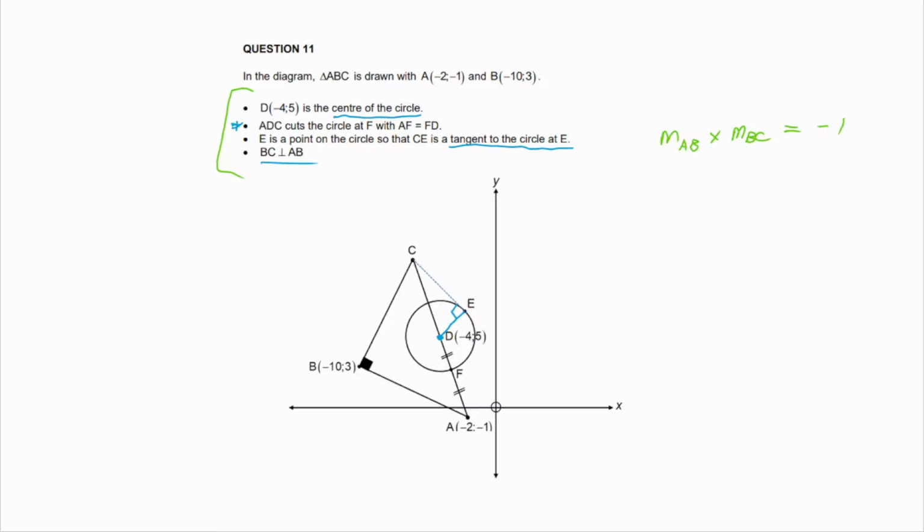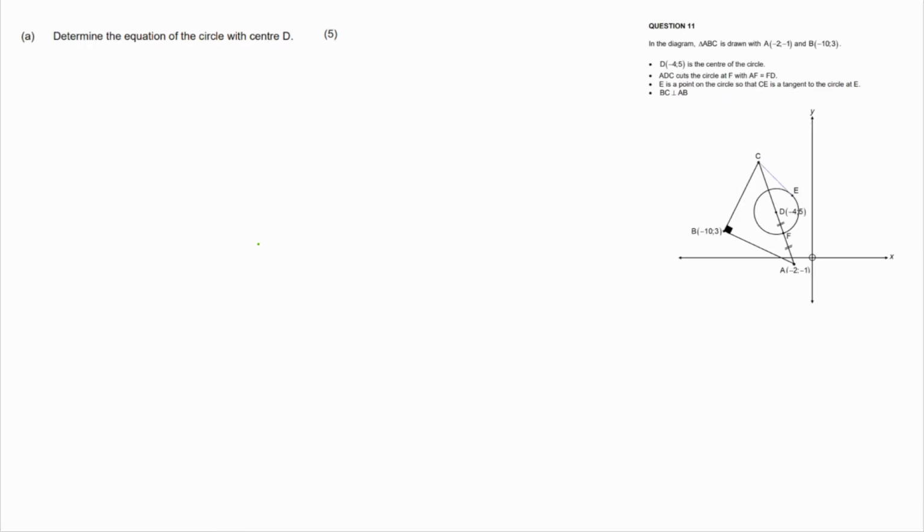Okay, so let us have a look. They say determine the equation of the circle with center D. So let's start off by just listing this. This is pretty easy. So that's (x minus something) squared plus (y minus 5) squared is equal to r squared. That's nice and easy, because they gave us the coordinates for the center of the circle. So we have this, but now our main problem is, how do we find r squared?